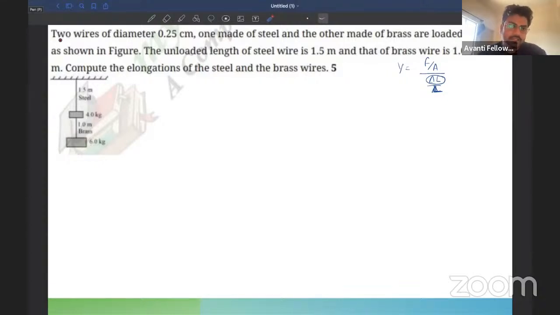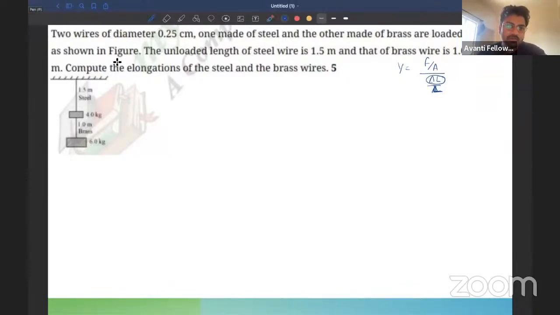Look here. So there are two wires of diameter. Some diameter is given, right? So radius will be half, 0.125. So one made of steel and other made of brass are loaded as shown in figure. Okay. The unloaded length of steel wire is 1.5 meter. Steel wire, ये जो ऊपर वाला wire है, this is 1.5 meters and brass is 1 meter. Brass कितना है? 1 मीटर का. Compute the elongations of the steel and the brass wires. Elongation निकालना है. How much it will elongate, expand in longitudinal way.